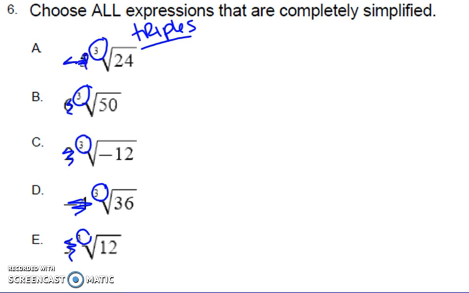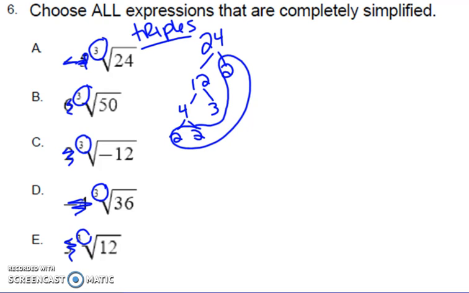So I'm going to start by breaking down 24. Well, 24 breaks to 2 and 12. 12 breaks to 4 and 3, and 4 breaks to 2 and 2. I want triples this time. Well, I have a triple of 2's. Because I have that triple, 24 is not simplified. We could write it as a different expression.